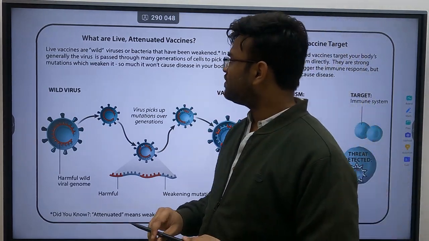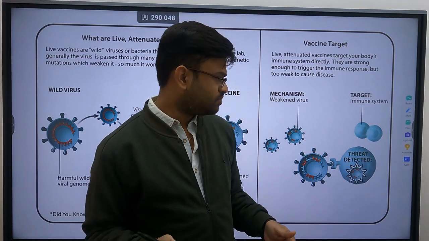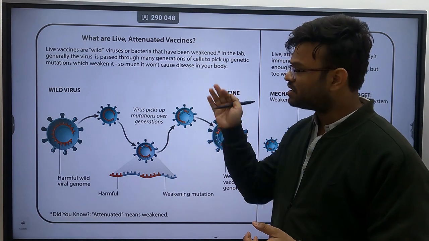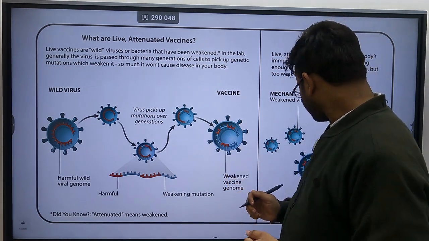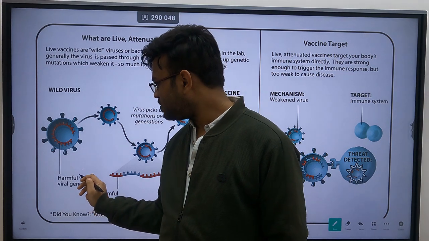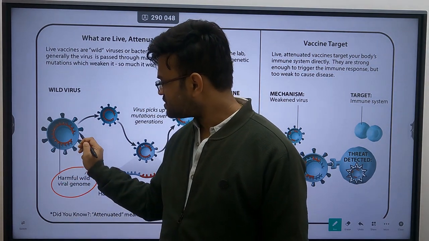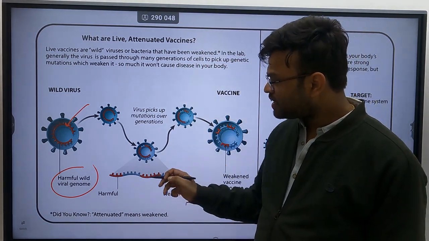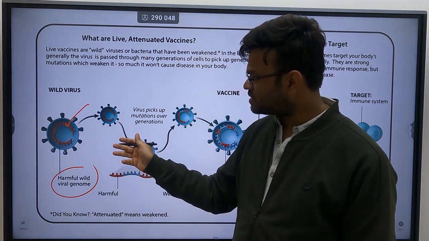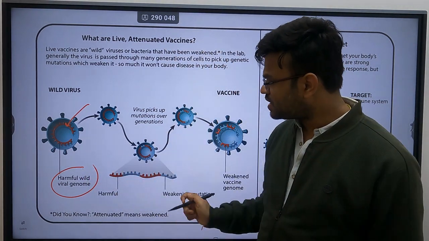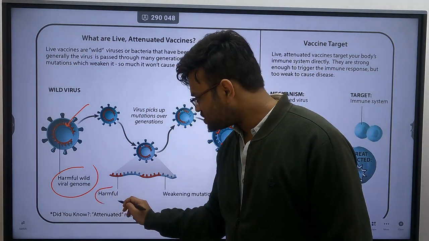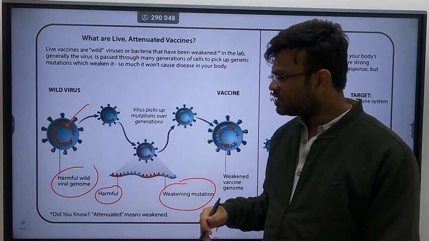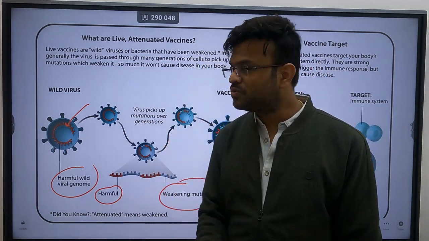Okay, so what are live attenuated vaccines? This is another brief write-up in which you can understand what live attenuated vaccines are in a short way. You can see over here that the harmful viral genome is present. You can see that this red in color is the harmful viral genome. What you are doing is you have made changes to the harmful viral genome. This piece is harmful, but you have made mutations in the genome so that the disease causing ability has gone considerably down.